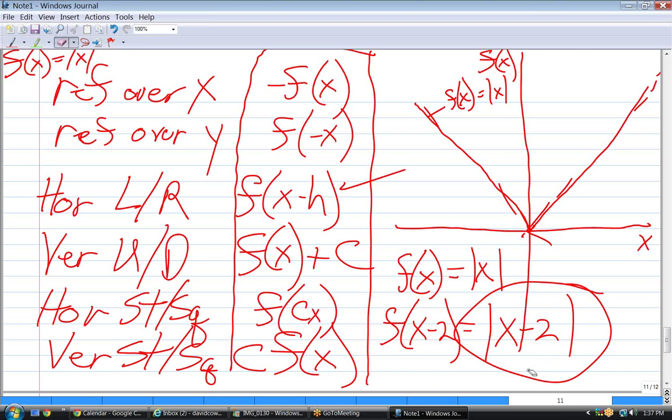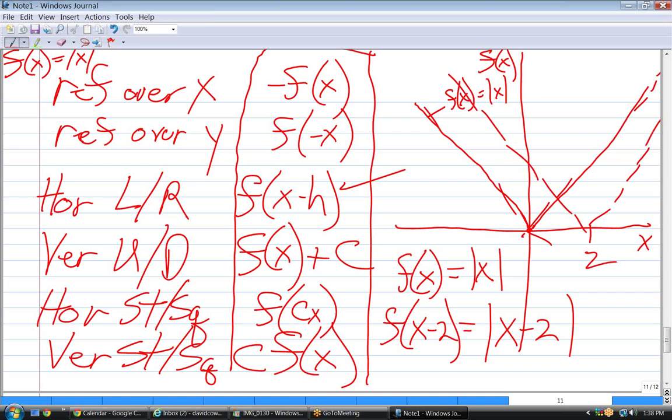Now, if I gave you this function, the absolute value of x minus 2, you could graph it by knowing that we are going to move horizontally to the right by 2 units because h is a positive 2. So I would go over to 2 on the x-axis and my graph would now look like this. This graph would be f of x equals absolute value of x minus 2.